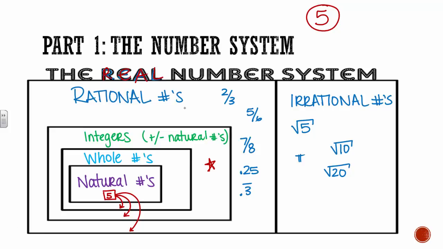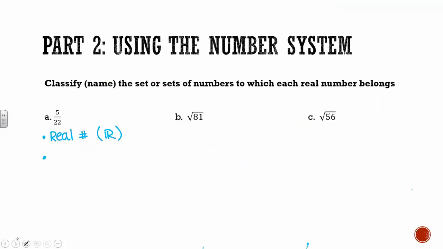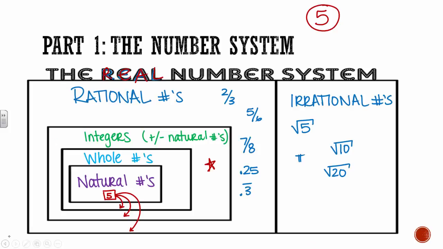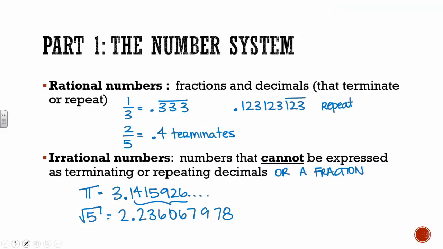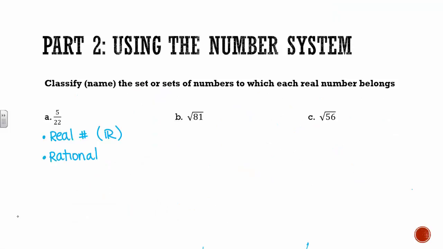Ask yourself, is it rational? Can it be written as a fraction or not? And it can be written as a fraction, so it has to be rational. And then we see if we can go any further. Is it an integer? In this case, it is not an integer because it's not a natural number. It's not a counting one or a negative counting number. So this one is just a real number and a rational number.